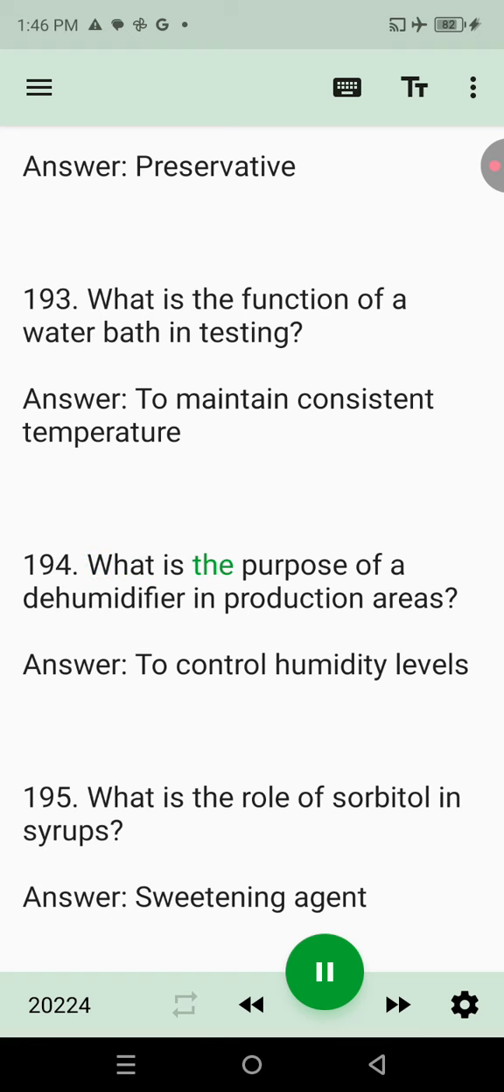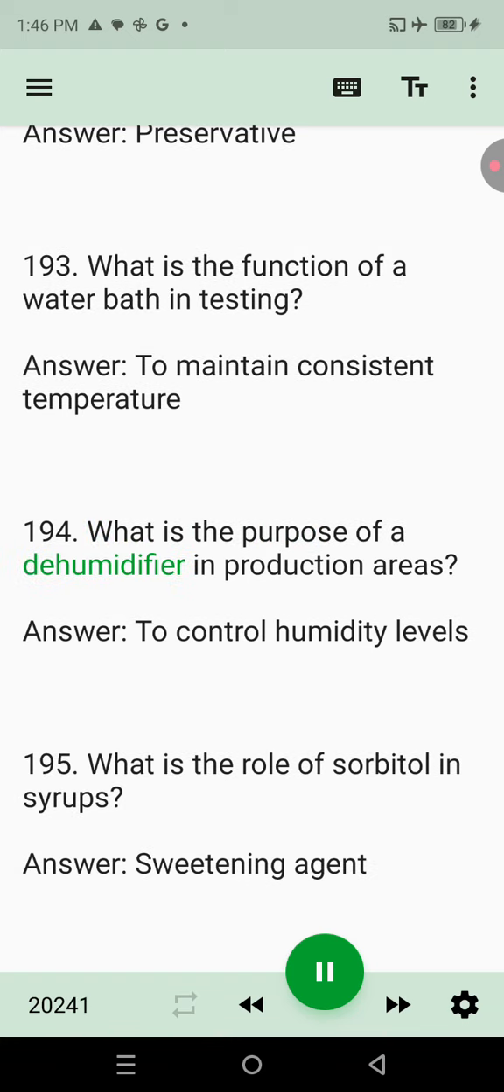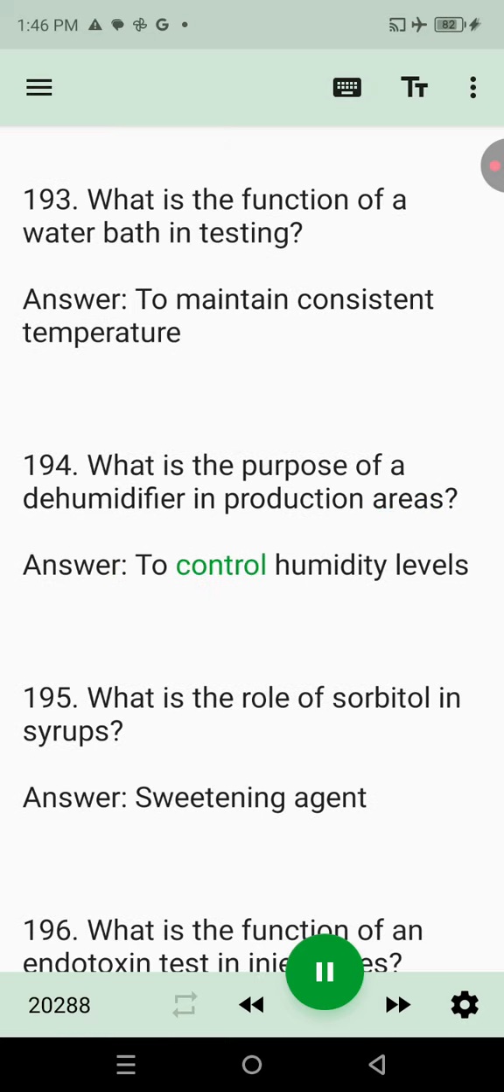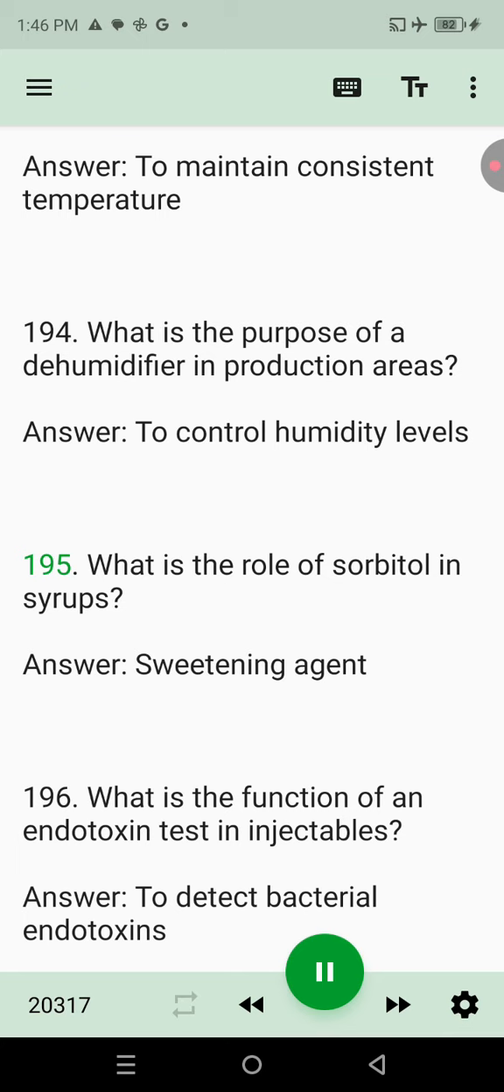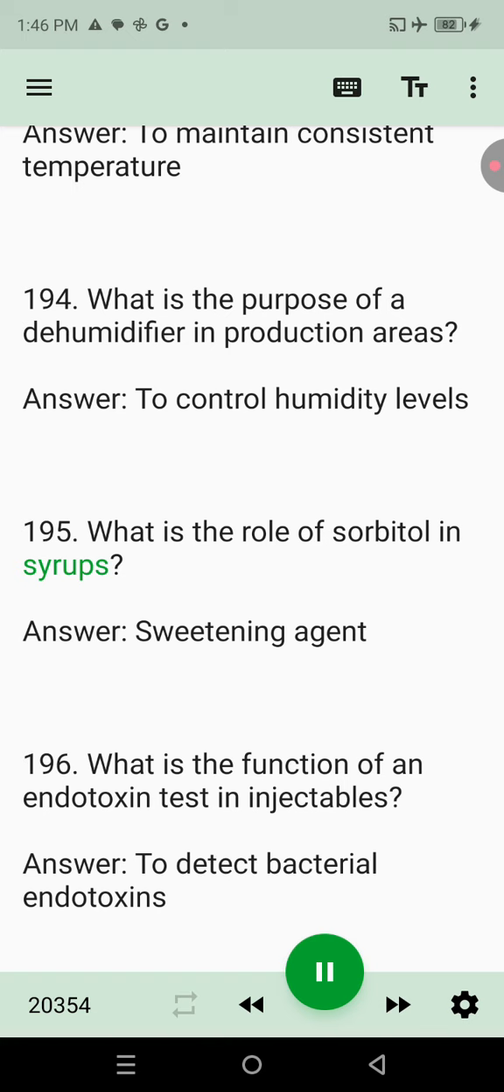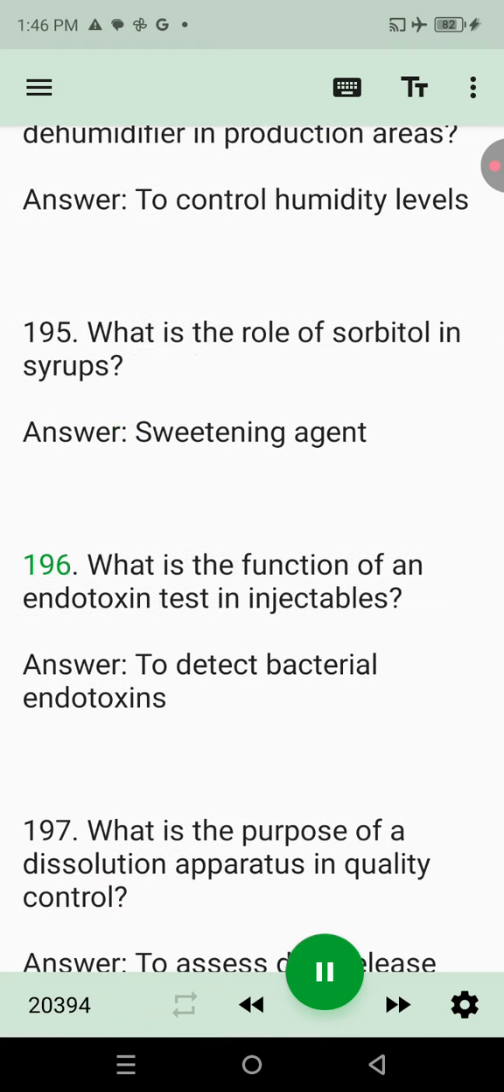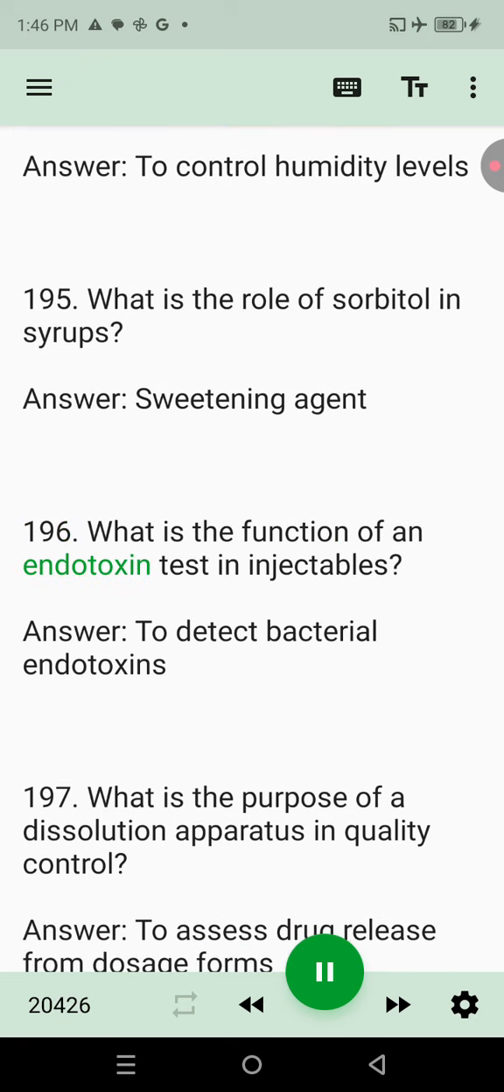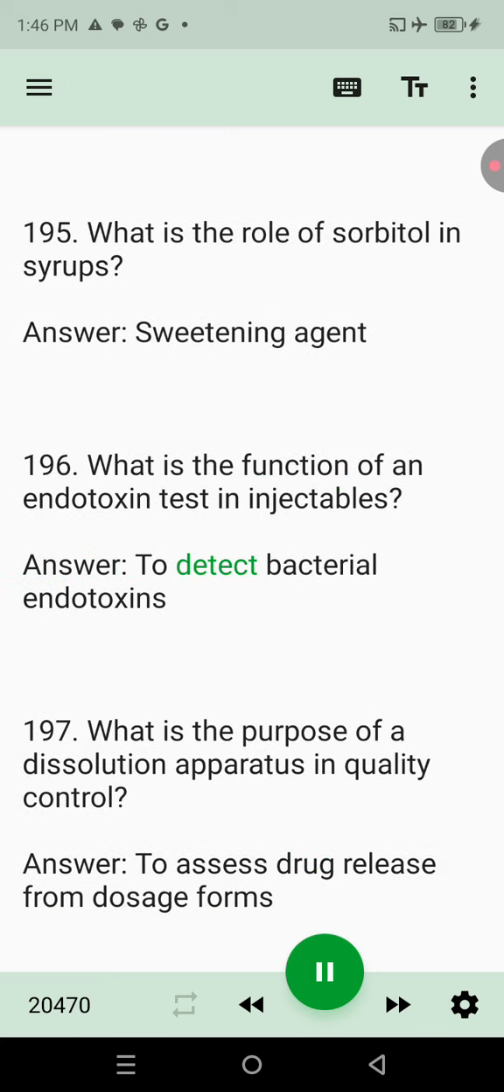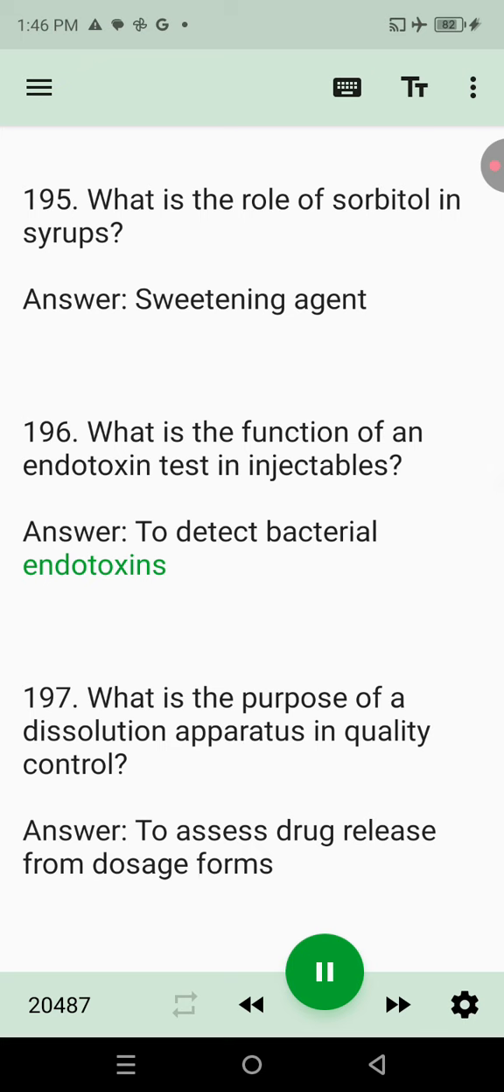194. What is the purpose of a dehumidifier in production areas? Answer: to control humidity levels. 195. What is the role of sorbitol in syrups? Answer: sweetening agent. 196. What is the function of an endotoxin test in injectables? Answer: to detect bacterial endotoxins.